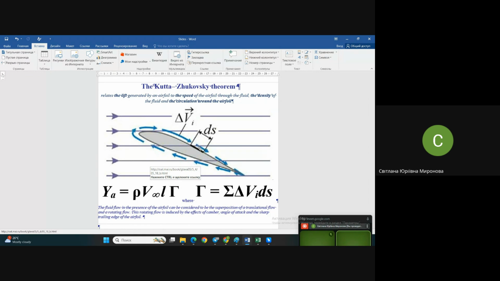Guys, don't be confused with these sounds if you hear them. Something flew over the house. I hope it's not a rocket. I hope it was an airplane, our airplane, but maybe it's a rocket.